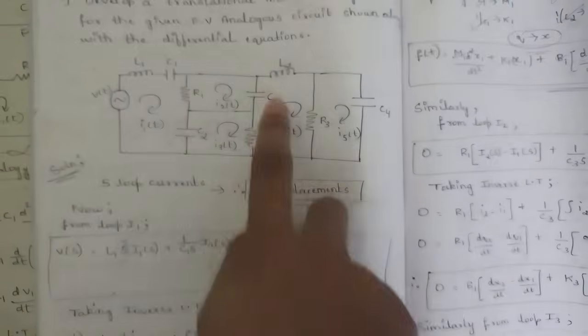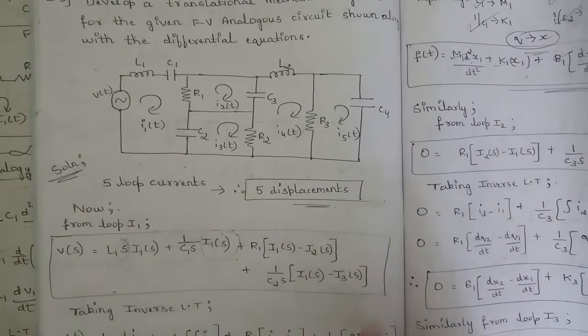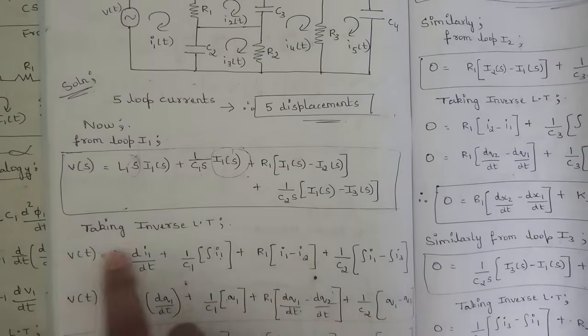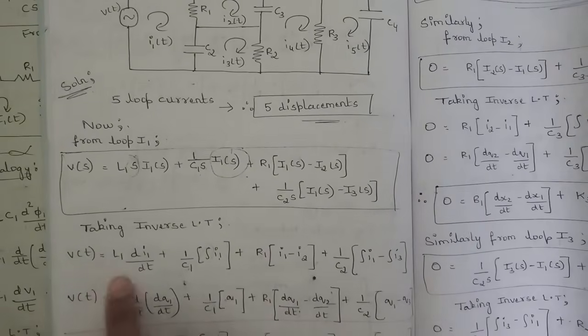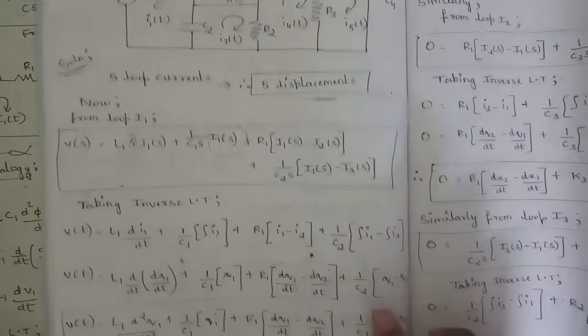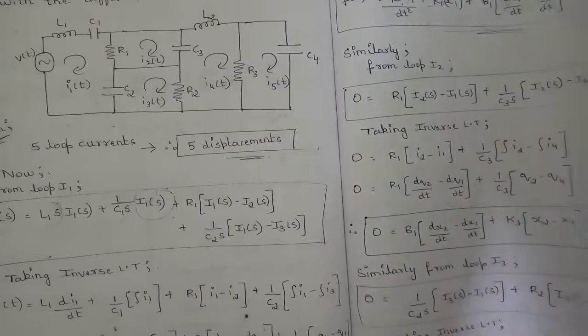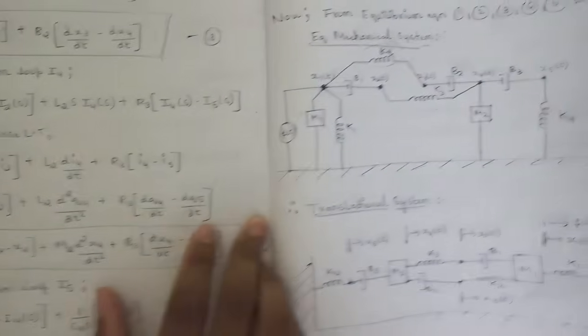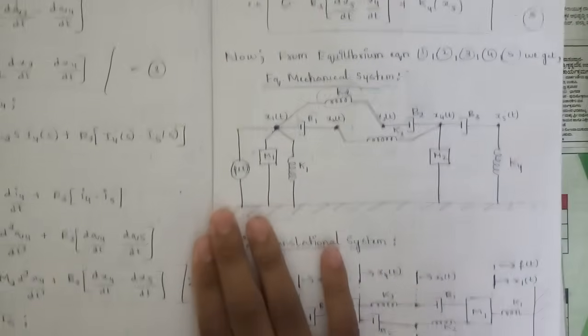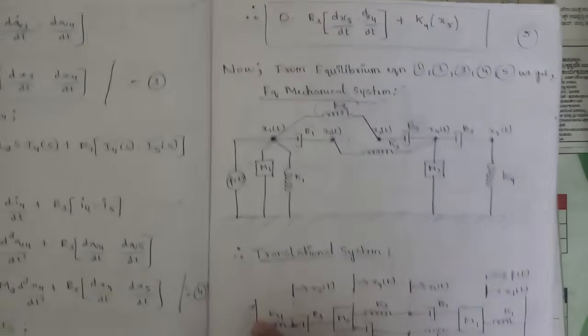Okay, one by one in all the loops we should be applying KVL, then take the inverse Laplace transform in order to represent it in the T domain. Then write its equation here, then represent it in the T domain. For all the 5 loops you should be doing it as it is. Then after doing it for all the 5 loops, you should be comparing all the equations which you have marked as equations 1, 2, 3, 4, 5.